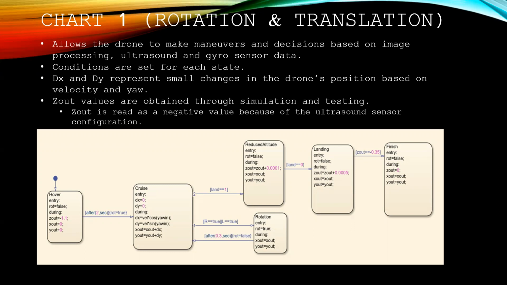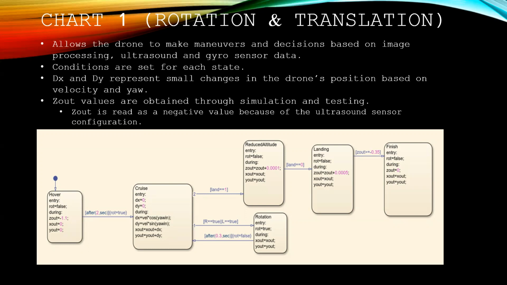Once the drone has identified the landing zone, a value of 1 is given to the land variable, and the reduced altitude block is triggered. This block maintains the drone's X and Y coordinates and decreases the Z coordinate. It's important to note that adding a number to the Z out variable decreases the drone's altitude. The values for Z out variable come from repeated simulation testing and were determined to be optimal for the rate of descent.